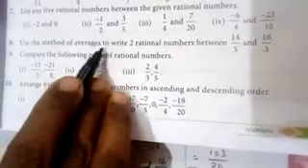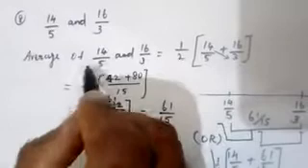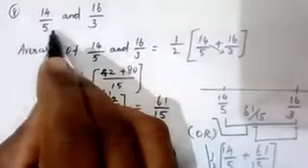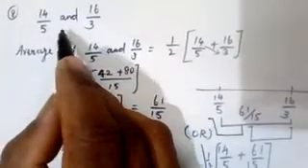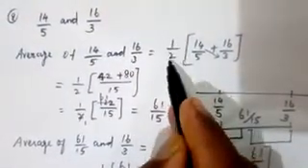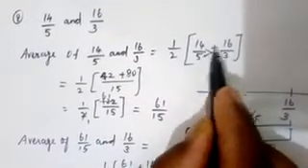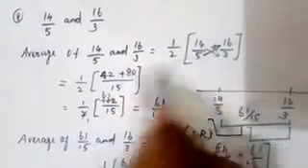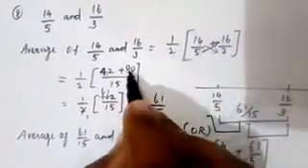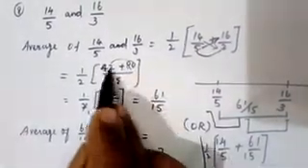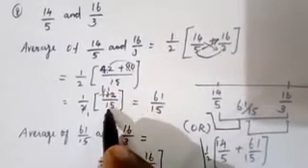Use the method of averages to write two rational numbers between 14 by 5 and 16 by 3. The average of two numbers 14 by 5 and 16 by 3 means the sum of the two numbers divided by 2. The division by 2 is commonly taken out, that is 1 by 2 into 14 by 5 plus 16 by 3. So you have to make a cross multiplication: 1 by 2 into 14 into 3, 42, and 16 5s are 80, 5 3s are 15. Now add these two: 42 plus 80, 122 by 15.